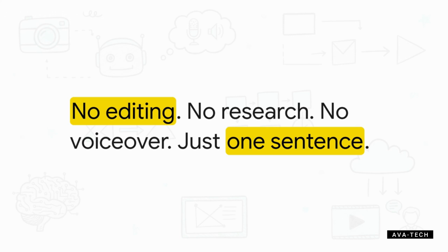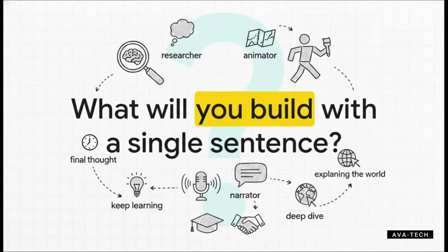The barrier between having a really complex idea and being able to explain it visually to millions of people has basically dropped to 0. We've seen how AI can become your researcher, your animator, and your narrator, all perfectly synchronized in under a minute. So I'll leave you with this. If a single sentence can replace an entire production team, what will you build today? Pick a topic, map it out, and start explaining the world yourself.